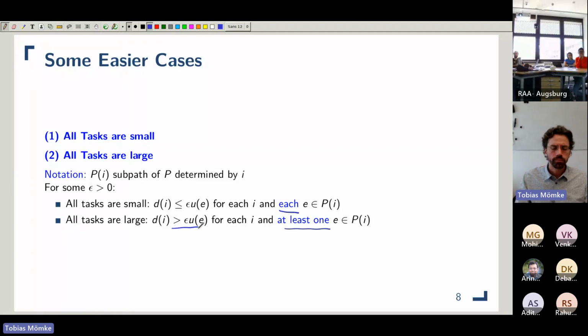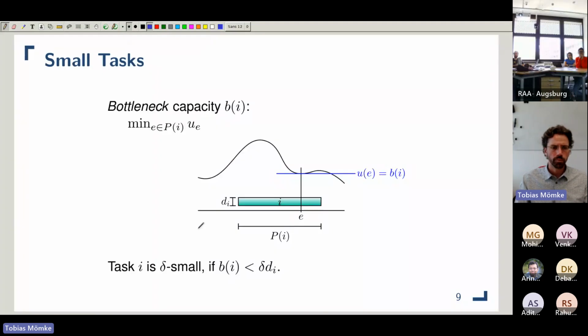To make this a little bit easier to understand, we also have a picture for that, and we have the notion of bottleneck capacity. That is, if we have this task I here, it has a certain demand, and then we look at the bottleneck of this path. That is, we look at the edge where the capacity is lowest. And then we are interested in whether this task is large or small with respect to this capacity? Because if it's small with respect to the bottleneck capacity, it's small with respect to all edges. But if it is large with respect to any edge, it is also large with respect to the bottleneck capacity. So the real question is, are we smaller than delta times bottleneck capacity or larger than that?